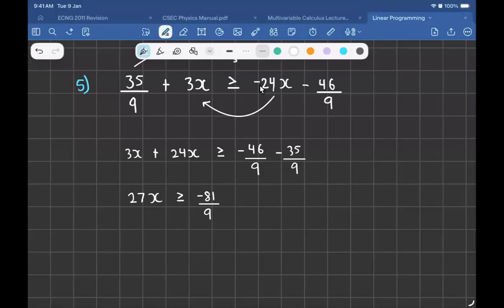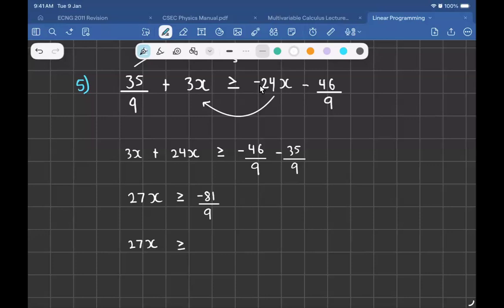Say that again? You divide everything by 9? No. You want to divide everything by 9? Like that? No. We could simplify, right? So let me simplify before we move on.